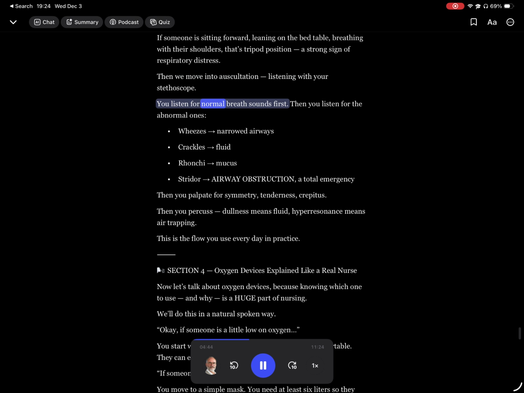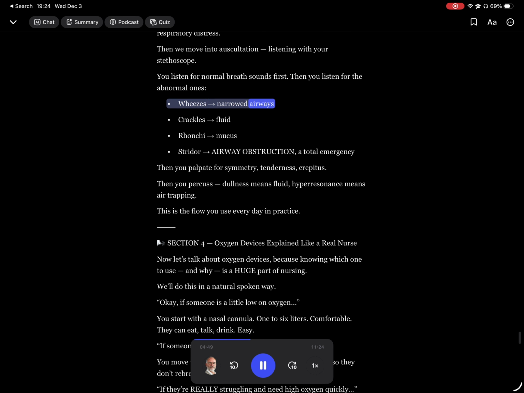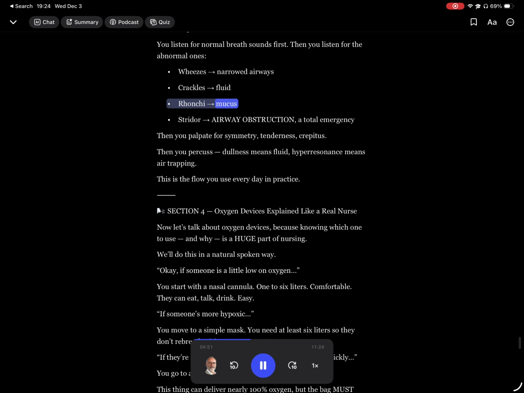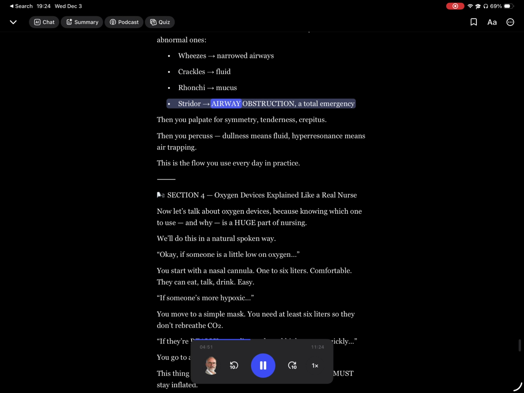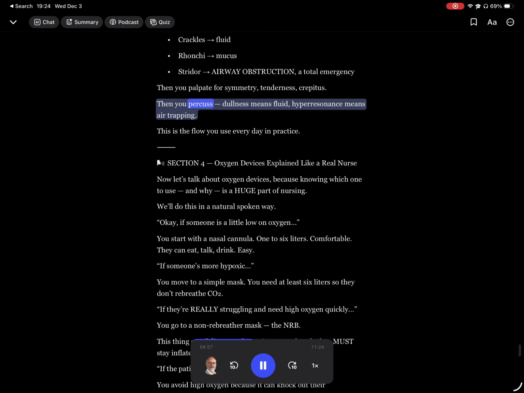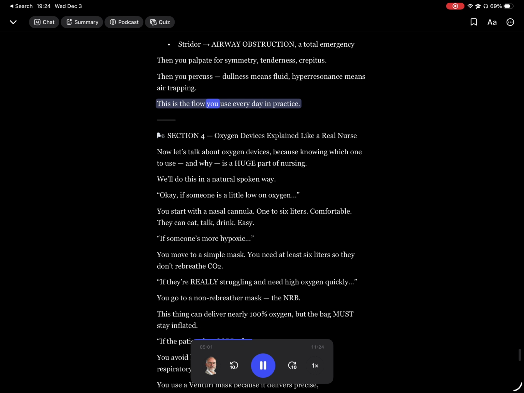You listen for normal breath sounds first. Then you listen for the abnormal ones: wheezes, narrowed airways; crackles, fluid; rhonchi, mucus; stridor, airway obstruction, a total emergency. Then you palpate for symmetry, tenderness, crepitus. Then you percuss. Dullness means fluid, hyperresonance means air trapping. This is the flow you use every day in practice.